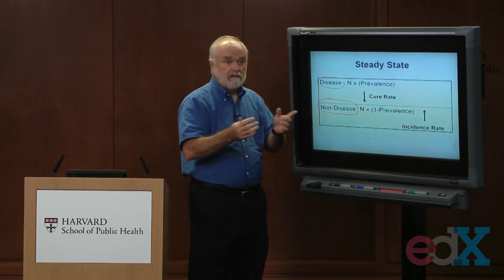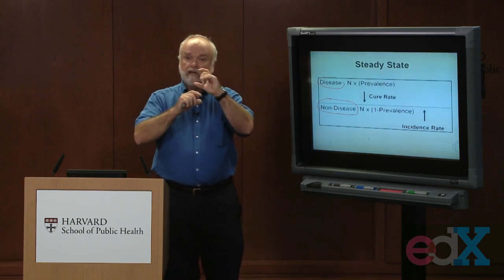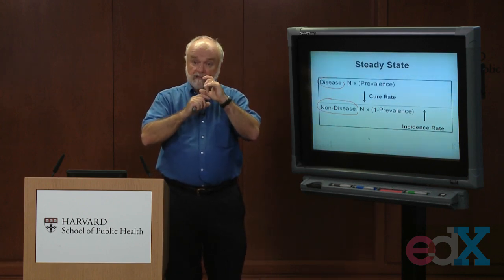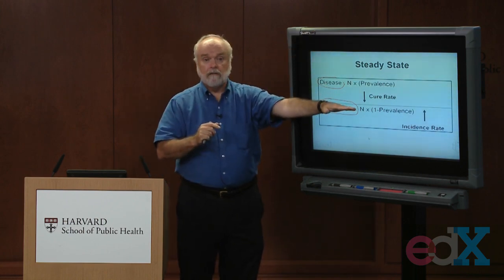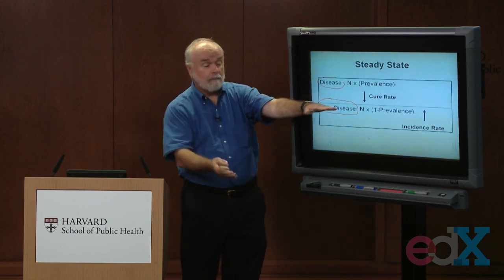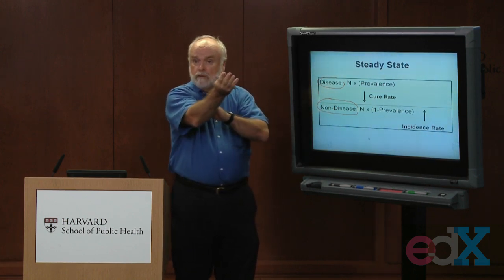People who don't have the disease are going to be developing disease. And for these two subpopulations to stay in the same size, the same steady state, essentially the numbers of people moving down, being cured of their disease, has to be balanced by the number of people moving up, developing disease. Well, what describes the movement? And what describes the numbers of people who are moving down or moving up?